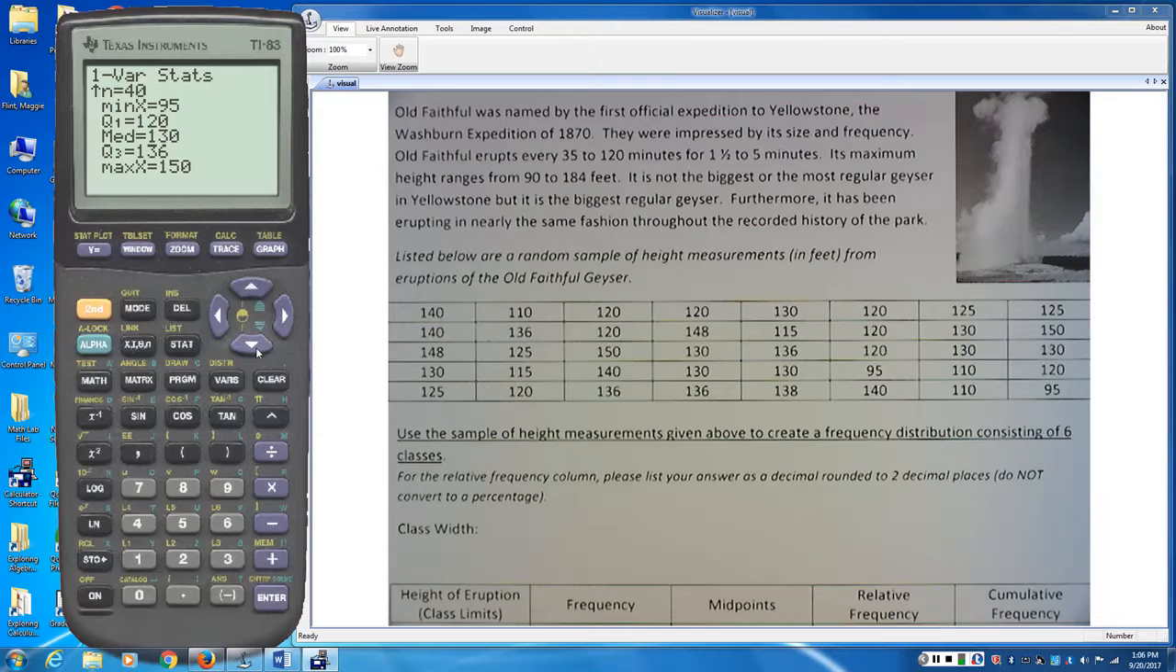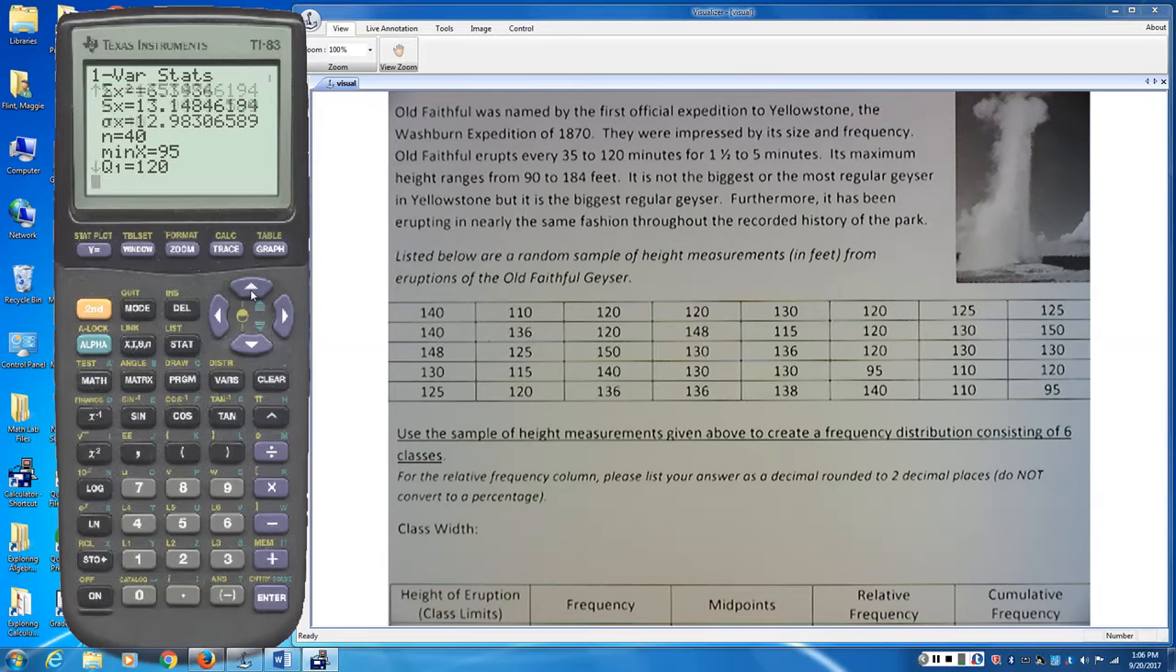Now, the other ones I want to draw your attention to are the one that says MED. MED is median. How many people know what a median is? It's the middle value, but what do you have to do before you can find the middle value in that data set? Yeah, you have to arrange from smallest to largest or largest to smallest, one or the other, in order to find the middle number. But the calculator found it for us without us rearranging it. So the middle value of that data is 130.